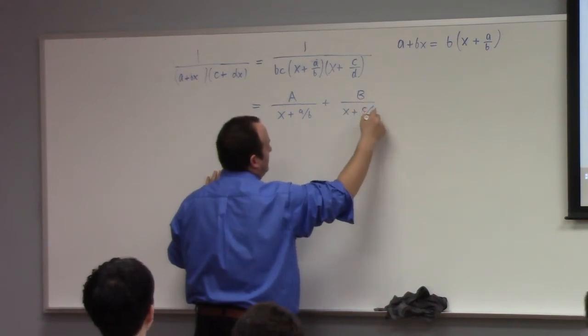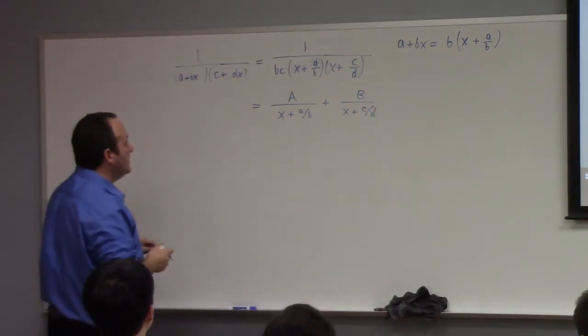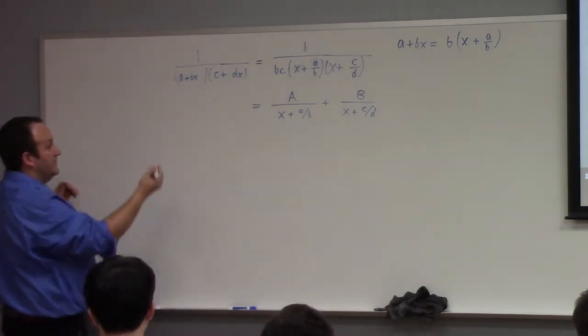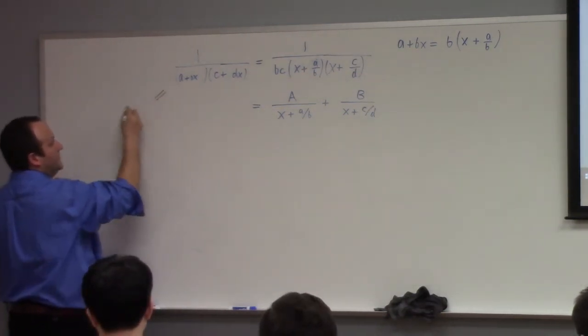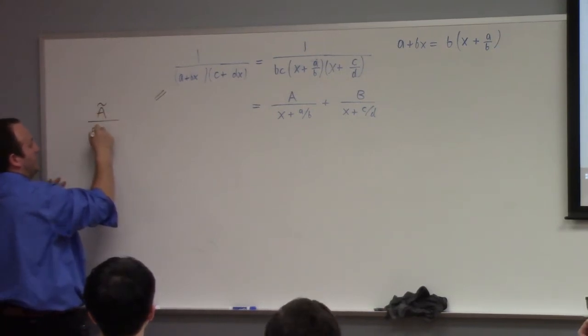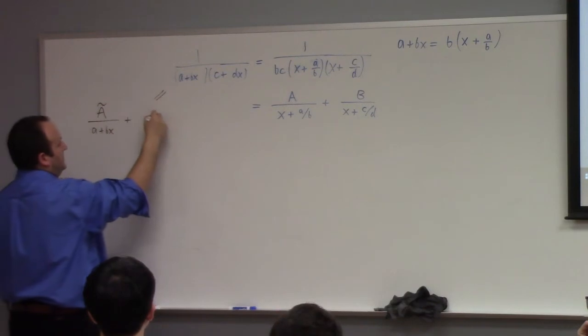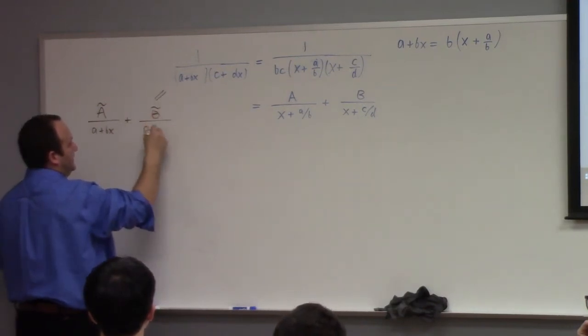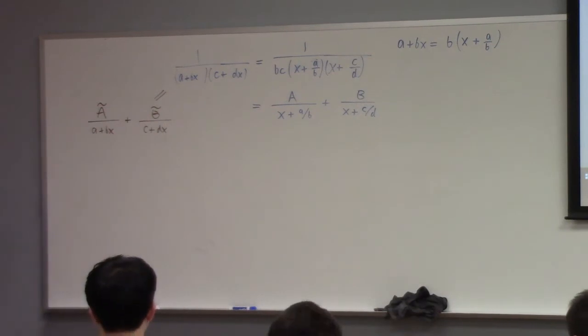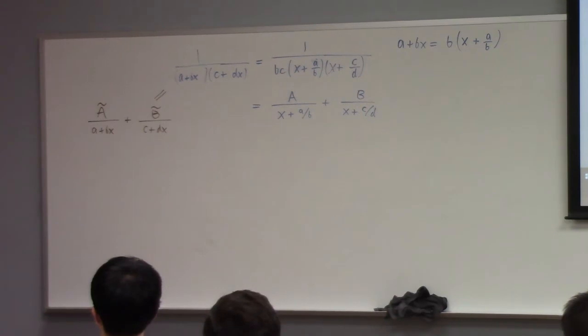Now, or another path, guys, you could go looking for this being equal to, let's say, A tilde over a plus bx, plus B tilde over c plus dx. I mean, you could just do it like that. You could try to do the algebra that way just the same. It'll work out either way.